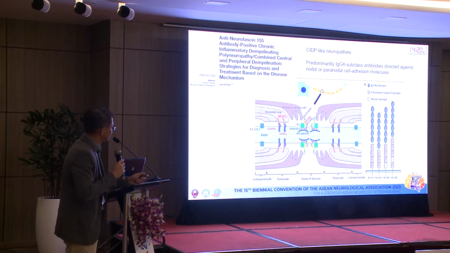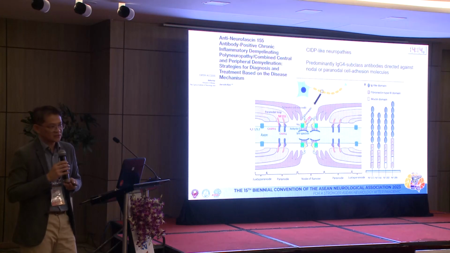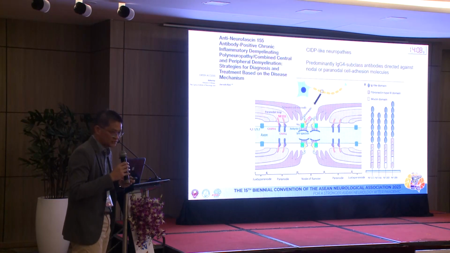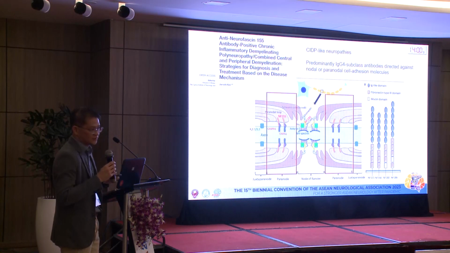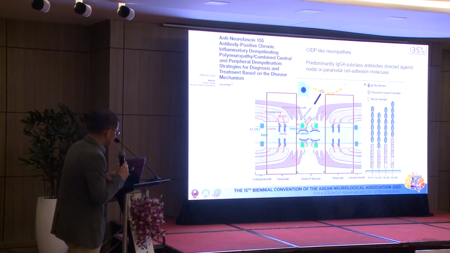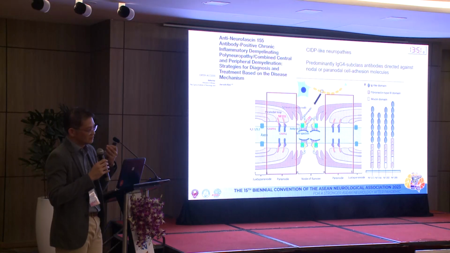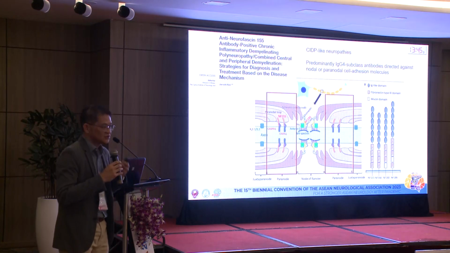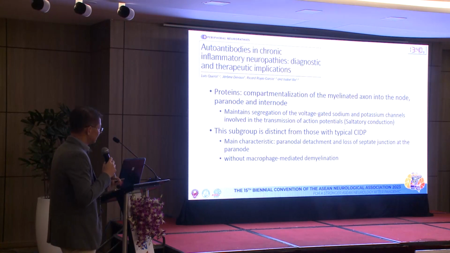We also know that there are CIDP-like neuropathies. For those who attended Dr. Mehta's talk during lunchtime, he mentioned the autoimmune neuropathies where there are antibodies against the nodal and paranodal antigens, for example neurofascin 155 and neurofascin 186. These antibodies are predominantly IgG4, which does not induce complement. Because of that, they do not respond to IVIG treatment. So this group of CIDP-like patients is rather difficult to treat.